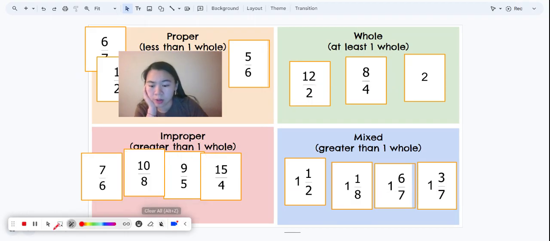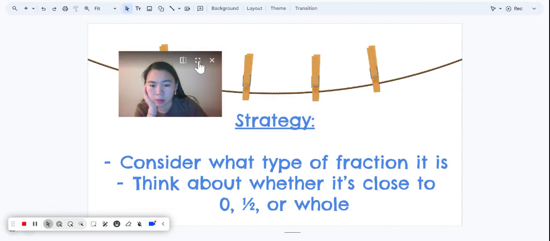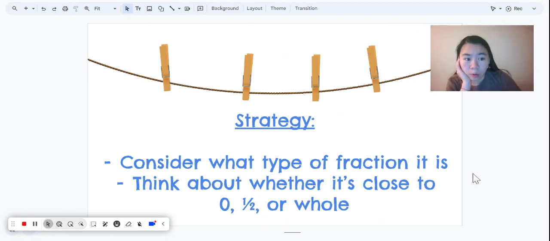All right, so we're going to have some practice slides here. First, my strategy. Consider what type of fraction it is. So just like what we just did, proper fractions are always going to be smaller than one whole, and then you can kind of reason for the rest of them how big it is. And then also think about whether it's close to 0, half, or whole.